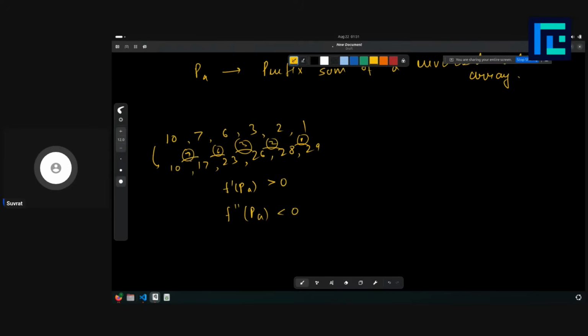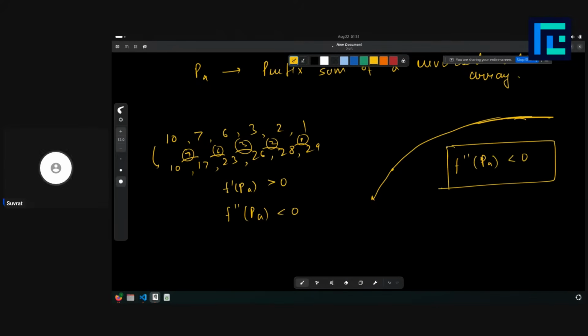We can also try to plot this. So 10 would come here, 17 would come here, then 23, then 26, then 28, and 29. So this function would look like this. It would be increasing, but it would flatten as it goes on. So these types of functions have double derivative negative, since the slope at which it is increasing is decreasing.